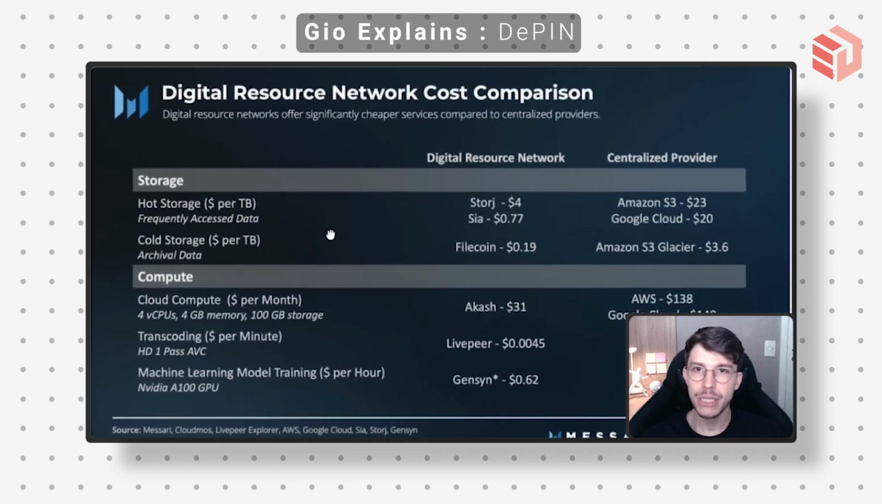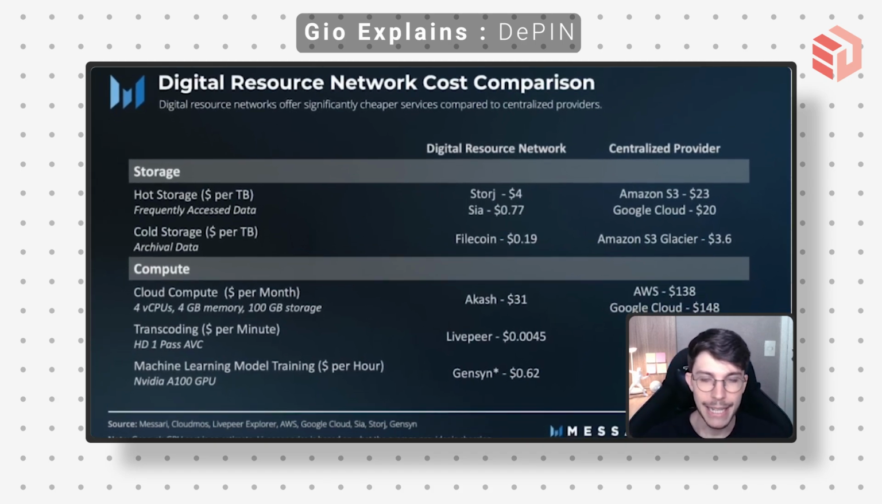To put numbers into it and not be just in the concept, in July, Messari did this research and compared a couple of DePin infrastructure protocol providers versus centralized providers. They were doing comparisons in terms of cost, right? And the difference was astonishing. At least for me, when I saw this, I didn't know that the cost was this different, but this really nails down the value proposition of such a sector, right? So if you look into storage, for example, when we look into hot storage, Amazon will be charging around $23 per terabyte, while Storj, for example, is charging only $4, right? On the other hand, Sia, for example, is charging 77 cents, and Google is charging $20. So we see that the decrease in cost here is massive, right?